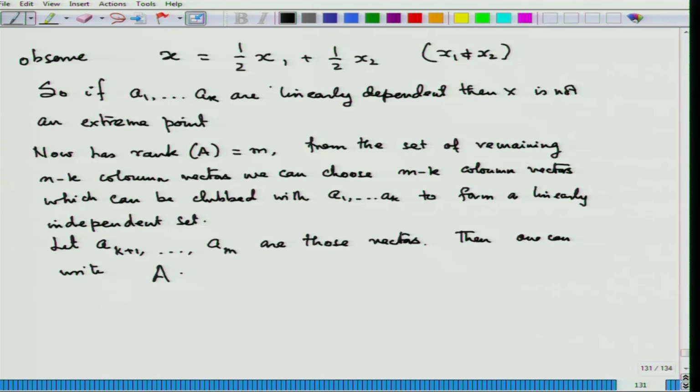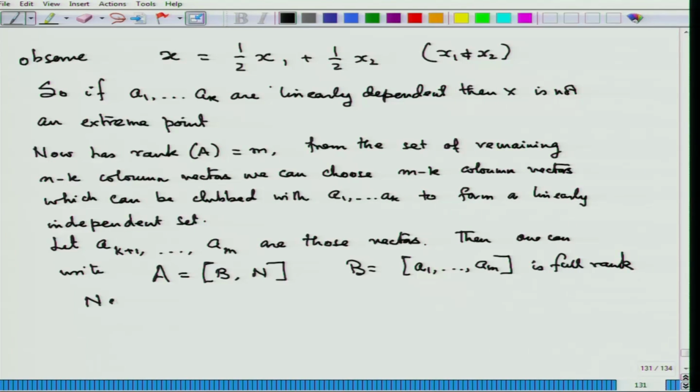A is equal to [B N], with B formed of the first m columns, which is full rank, full row and column rank. And now, because x is in C, we have A x equal to b, implying B x_B plus N x_N equals b.